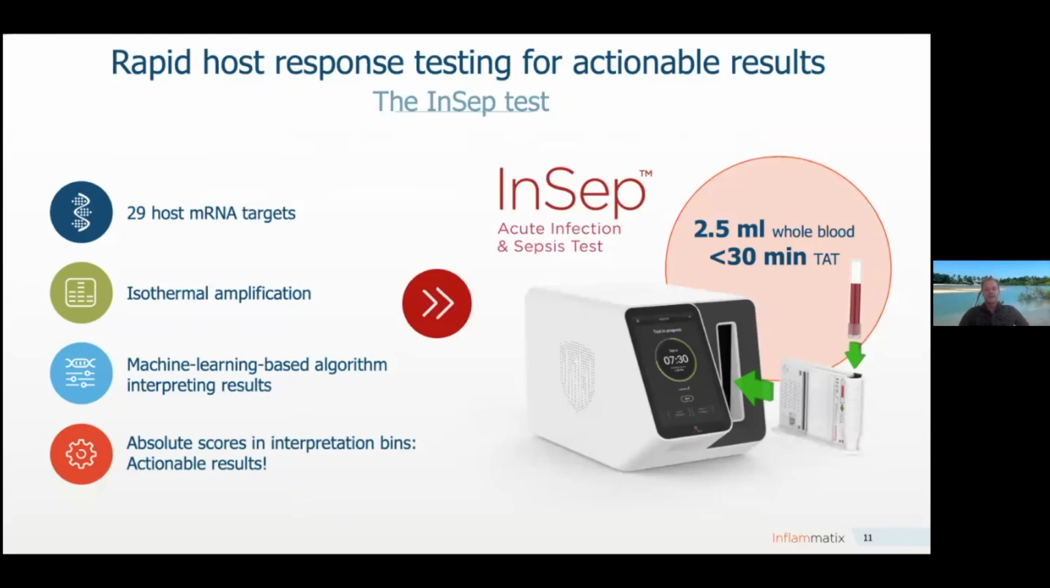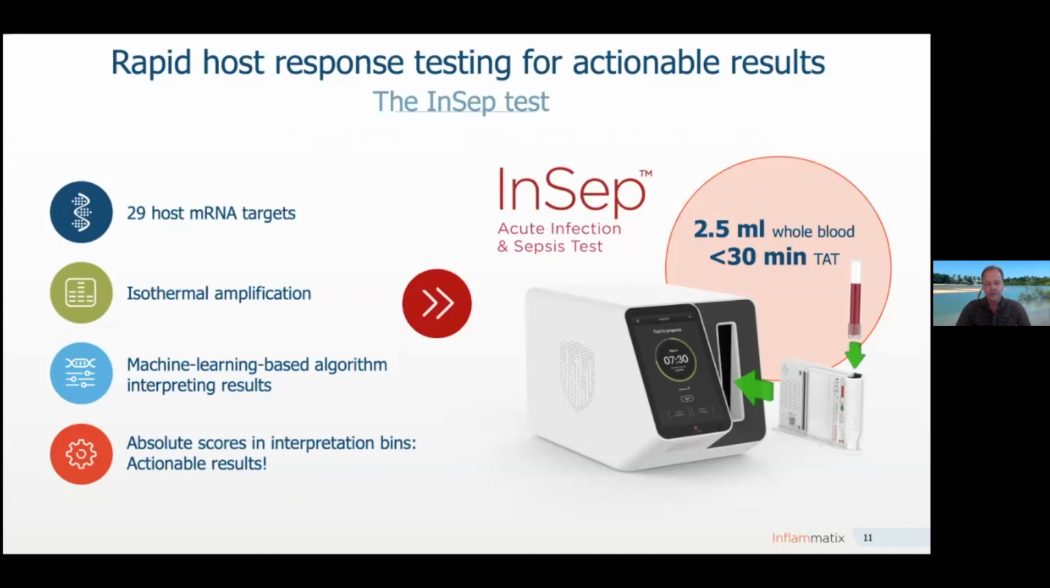So the ideal host response test with the result readouts I've just presented are the results that will be presented by the INSEP test for acute infections and sepsis. So how does this test work? It's based on 29 host mRNA targets that are amplified by isothermal amplification.